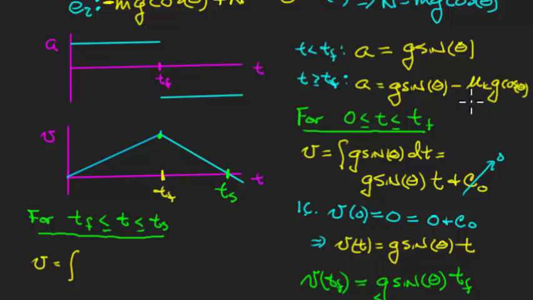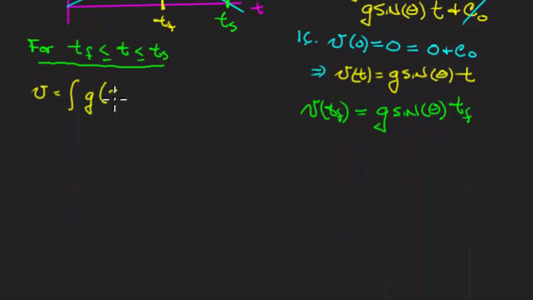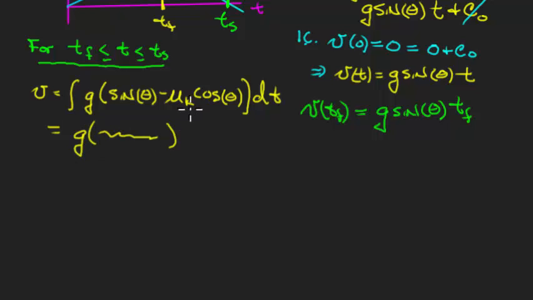I'm going to notice that both of them have a g in there, so I'm going to actually pull that out. So we're integrating g times sine theta minus mu k cosine theta, and we're integrating with respect to time, right? So when I do that again, my integrand is all just a constant. So this is g times all this stuff, times t, again, plus another constant of integration. I'm going to call that c1.